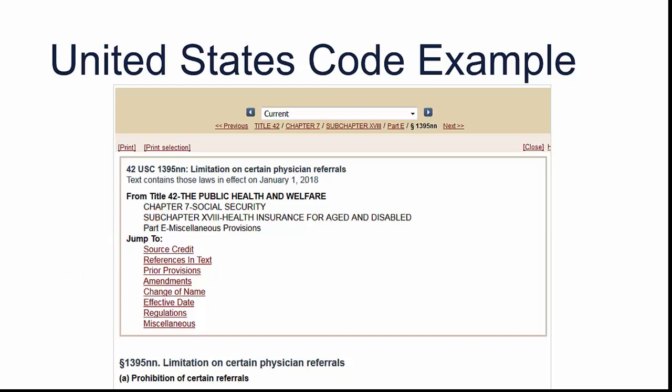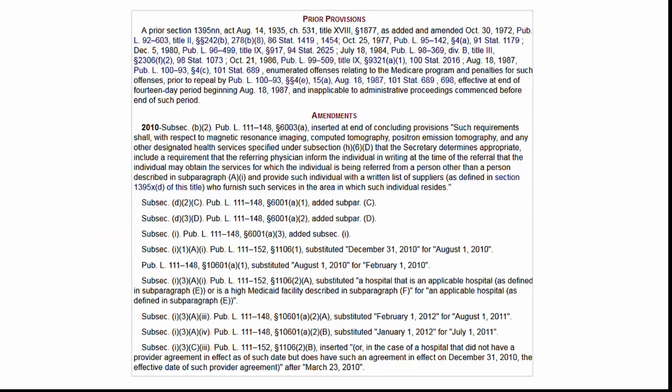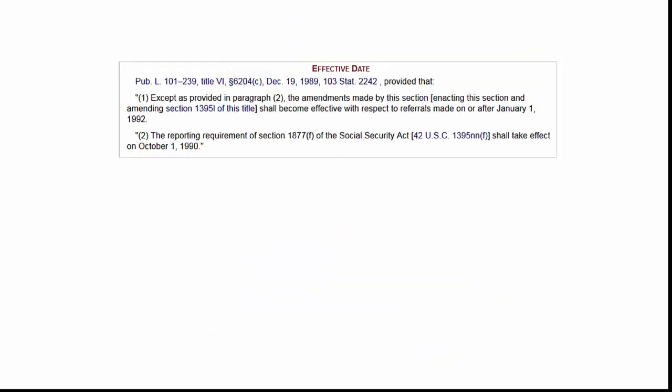Note that all legal primary sources have citations, or cites. This is the citation for this statute. Scroll down past the text of the statute to find information about its history and derivation. If you scroll down some more, you'll find that it was first passed into law December 19, 1989, and later amended several times. Public Law 101-239 indicates that it was passed by the 101st Congress, and it was the 239th law passed during that Congress.